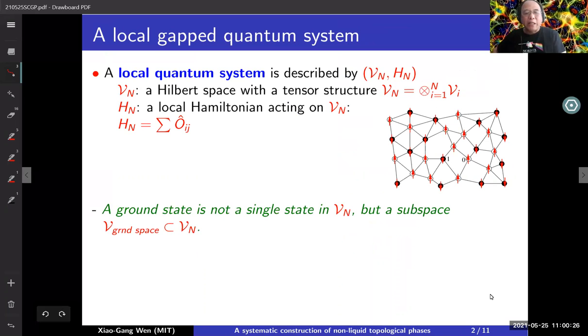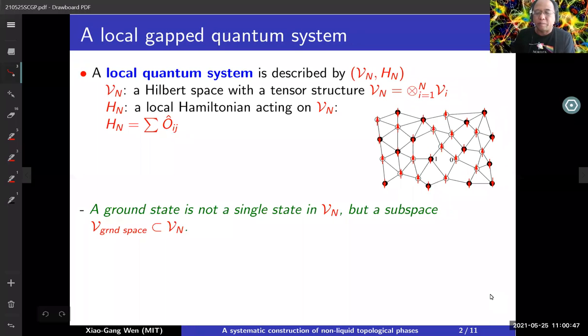So we know that the many-body system has a Hilbert space, which allows a tensor product decomposition. Actually, for quantum field theory, it may not have such a Hilbert space. So this tensor product decomposition property recently became a definition of a gravitational anomaly.